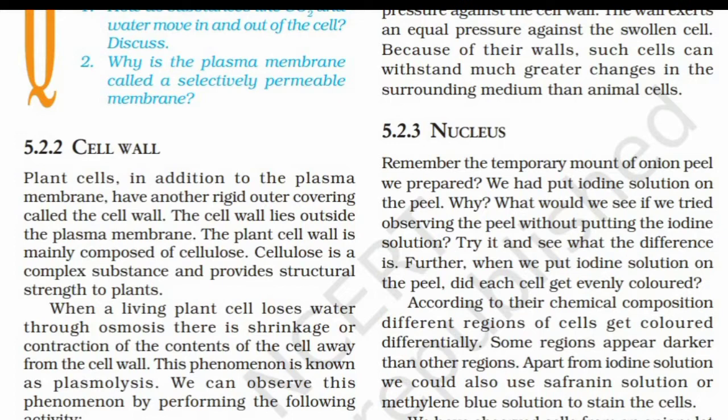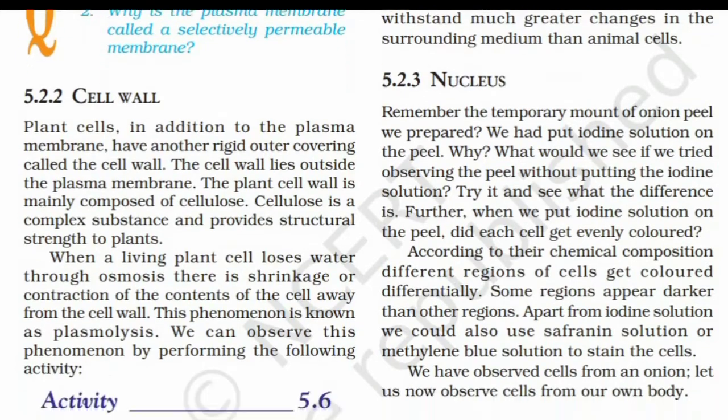What would we see if we tried observing the peel without putting the iodine solution? Try it and see what the difference is. Further, when we put iodine solution on the peel, did each cell get evenly colored? According to their chemical composition, different regions of cells get colored differentially. Some regions appear darker than other regions. Apart from iodine solution, we could also use safranin solution or methylene blue solution to stain the cells.